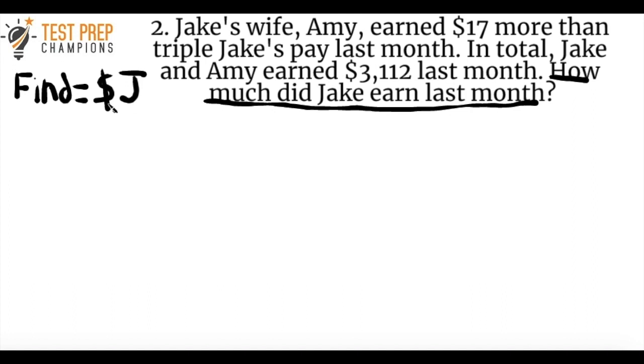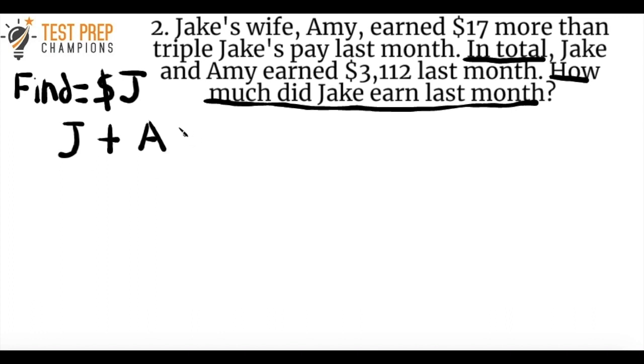All right, so what information are we given here? Well, we're told that we've got Jake and we've got Amy, and we know that Amy earned $17 more than triple Jake's pay. So from the information that we're given here, we can write some equations. So first of all, what we see here is in total. So in total, that is a keyword that suggests addition here. So it says in total, Jake and Amy earned over $3,000. So we have J plus A, right? And so by J, I mean Jake's earnings, and A, I mean Amy's earnings.